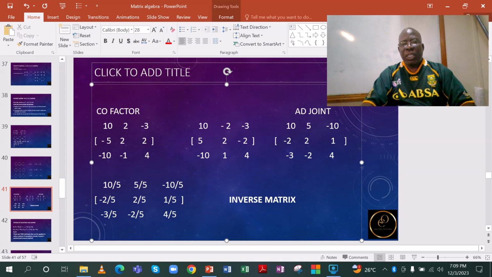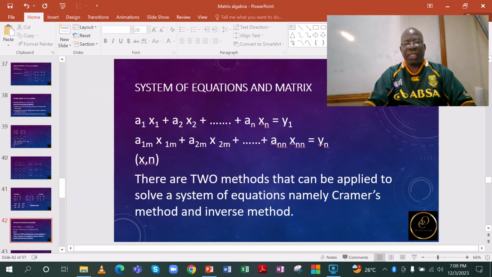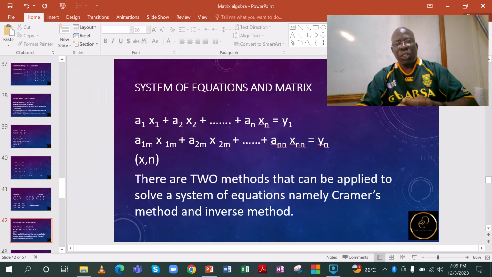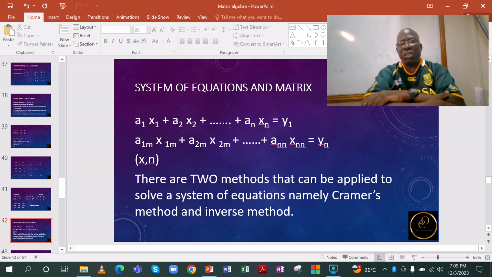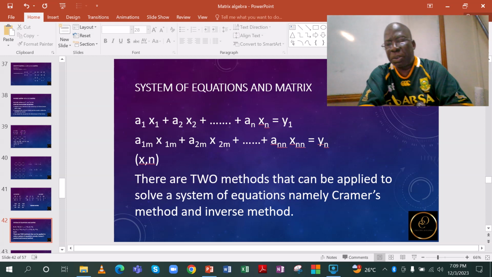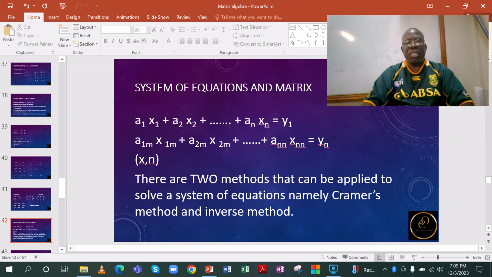Okay, so that's how we calculate the inverse of a 3 by 3 matrix. Now we look at how we solve a system of equations using matrix methods. There are two methods that can be applied to solve a system of equations, namely Cramer's rule, or Cramer's method, and the inverse method. Let's see what we can discover by learning through this particular session.